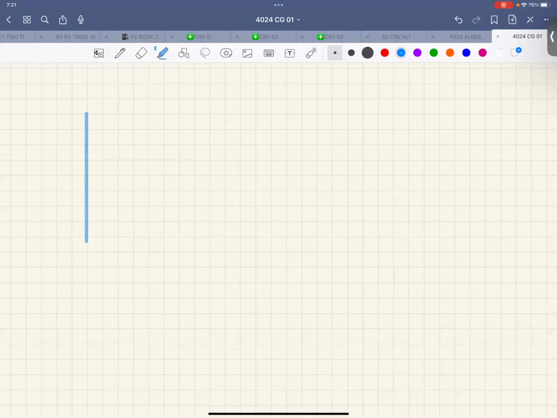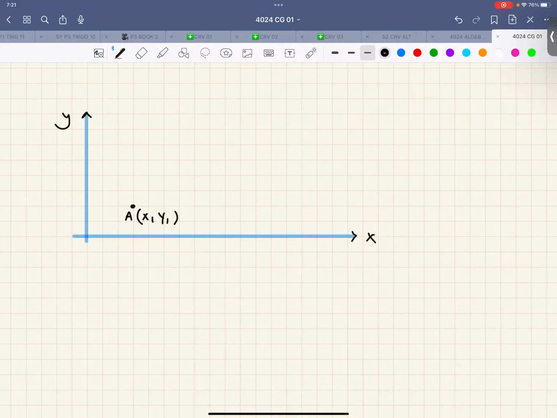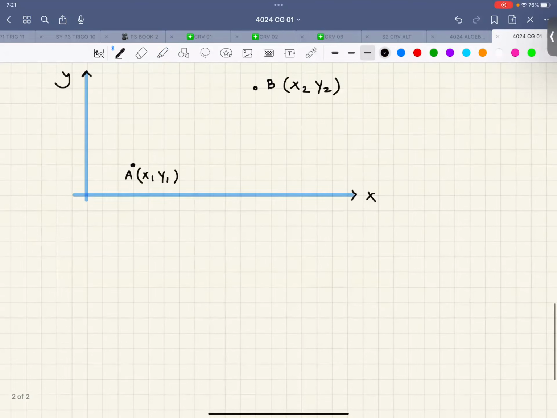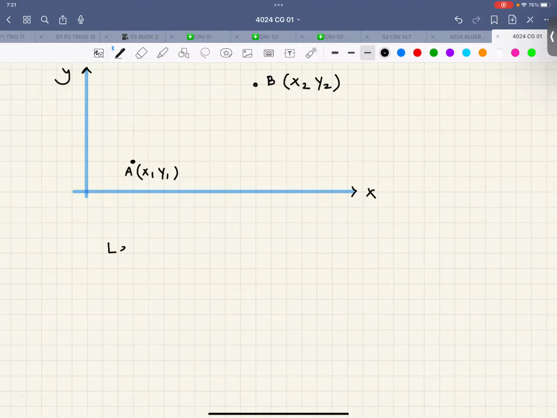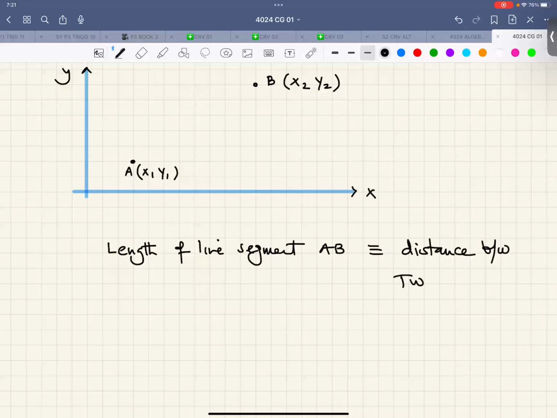Let me label in general, and then we will go to this question. If I label this X, this Y, there is a point A over here. The coordinates are x1 and y1. There is another point B over here. The coordinates are x2 and y2. First of all, if I talk about length of line segment AB, that is the same thing as distance between 2 points, which in this case is A and B.